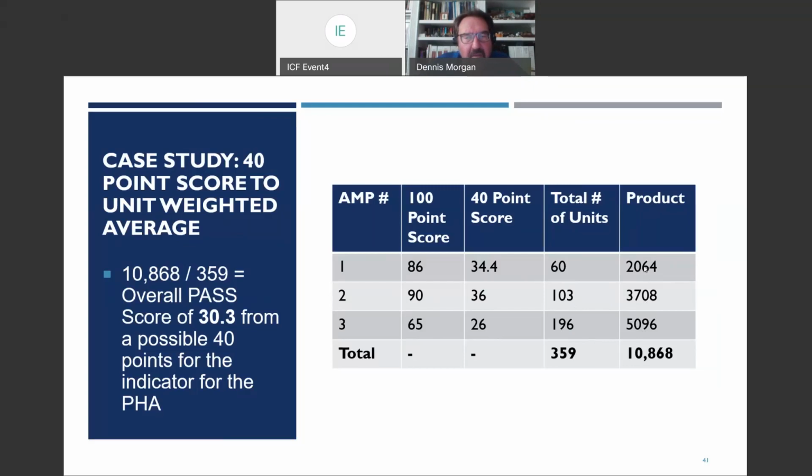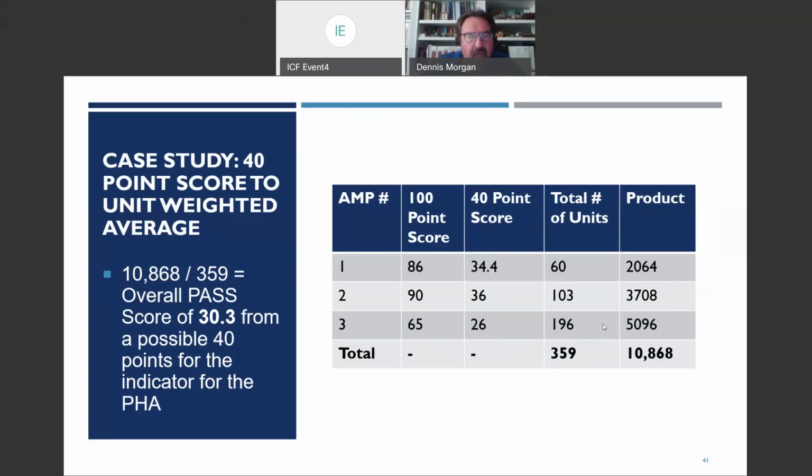Now I add 2,064 plus 3,708 plus 5,096. That gives me a total of 10,868. I now take the 10,868, divide that by the total number of units, which is 359. That gives me an overall FASS score for the PHA of 30.3. In this situation, I now have my weighted average of each one of these AMPs.